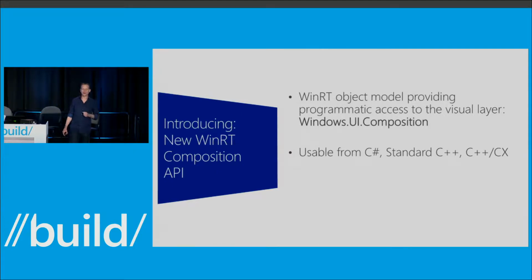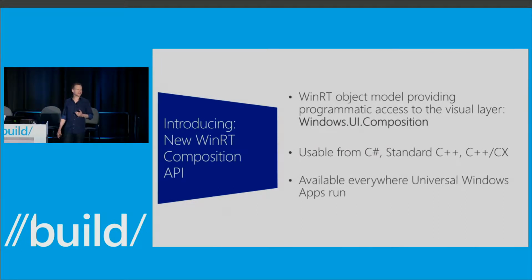This is our new WinRT projection for composition in Windows. It's an IInspectable-derived interface, and it's usable from all of the programming languages that you really care about. So first and foremost, our statistics tell us C#. Who here is a C# guy? A lot of hands. So you guys should be very pleased by this. Standard C++. Who's a standard C++ guy? Kenny, where are you? You've got to be here somewhere. And C++/CX as well.